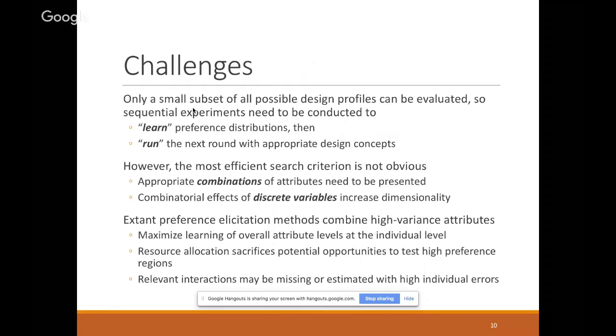So in this type of experiment design, the main goal is to find the best performing design, which is maximizing your expected market share when you introduce the product on the market. So maximizing learning of the entire preference region is not very important for this class of problem. What we want to do is to know better in the high preference region to find out the best performing design profile on the market.